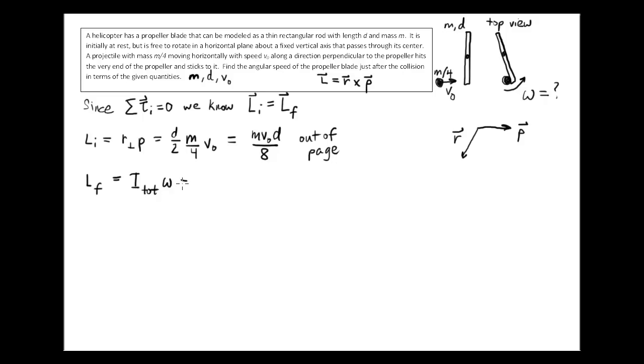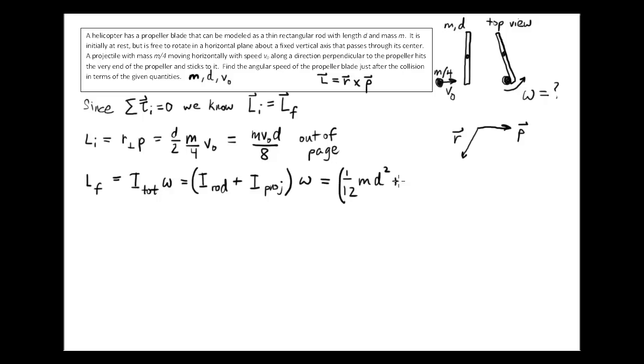And we can look this up. We'll have to in a minute, because what we've got is I for the rod plus I for the projectile. Those two rotate together about the same axis. So we'll have to look up the I of the rod. It turns out that for a uniform rod rotating about an axis through its center, that first term is 1/12 the mass times the length squared. So it's 1/12 md squared.